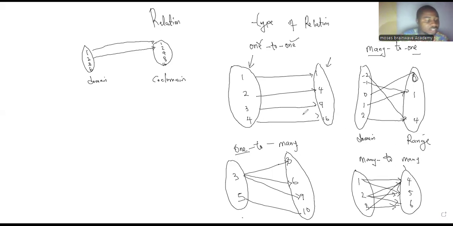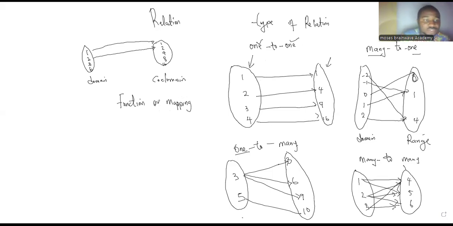Now, this is just the definition of a relation. Now, when can we say a relation is a function? First of all, a function, or mapping by definition, is a relation.